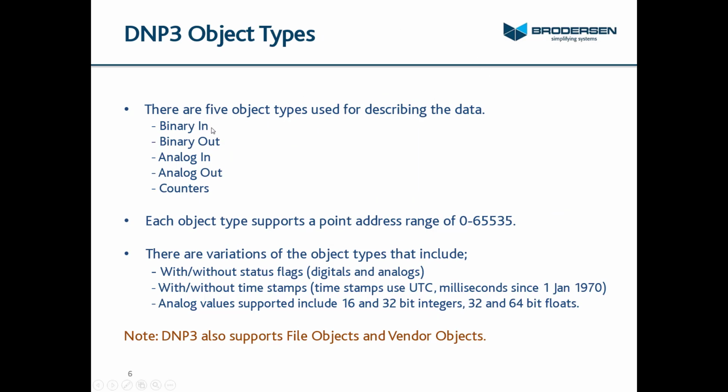There are 5 different object types: binary in, binary out, analog in, analog out, and counters. And for each type, there's an address range of 0 to 64,000. Different variations, so with and without status information, with and without timestamps, and there's even different formats of an analog value. For example, as a 16-bit integer, 32-bit integer, 32-bit or 64-bit float. And an important feature is file objects and also even vendor objects.